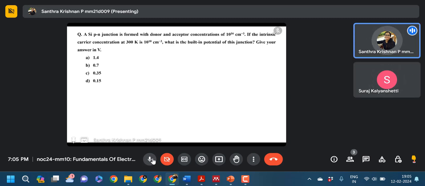Yes. So here the question is, a silicon PN junction is formed with donor and acceptor concentration of 10 power 16 per centimeter cube. Intrinsic carrier concentration is given as 10 power 10. What is the built-in potential of this junction? Give your answer in volts. So you have a direct equation where you have to use Na, Nd, Ni and built-in potential V.